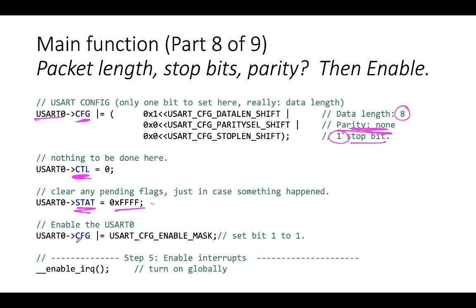And then what you need to do is you need to enable the USART. So you go configuration and you run the enable mask, which I believe is bit 1. You set bit 1 to 1, and now the USART or UART is ready to go. We then enable interrupts globally. We're not actually going to use any of these in the USART itself. The USART isn't being used in interrupt request mode.